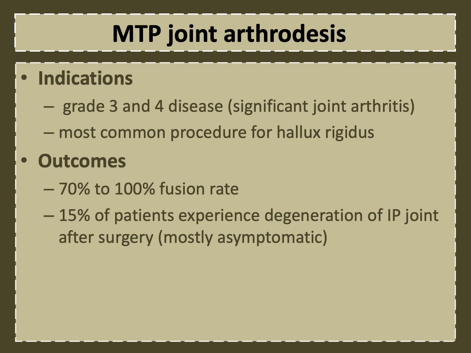So the indications for this are grade 3 and 4 disease, significant joint arthritis. It has a really high fusion rate, probably better than 90% with the custom plates and the locking plates that we use these days. The one big complication that can happen is people can get degeneration of their interphalangeal joint. It is usually asymptomatic, and so people can get some changes radiographically without it being terribly painful. But it has a very high fusion rate. Getting the position right, as we talked about earlier in the talk, I think is really crucial. But it is the most reliable.